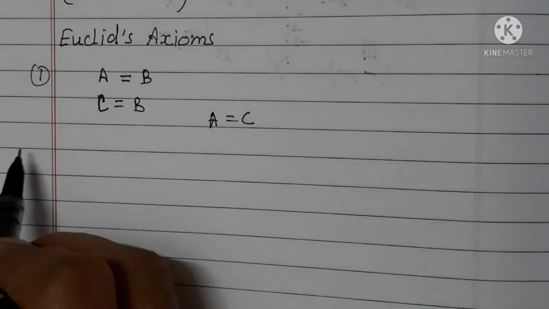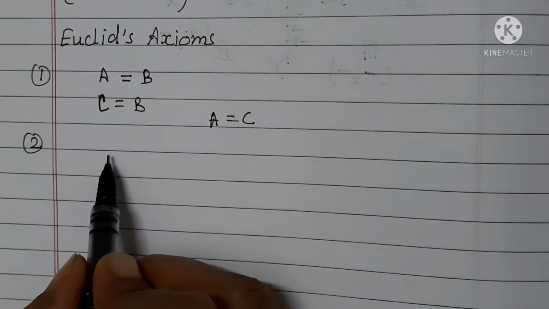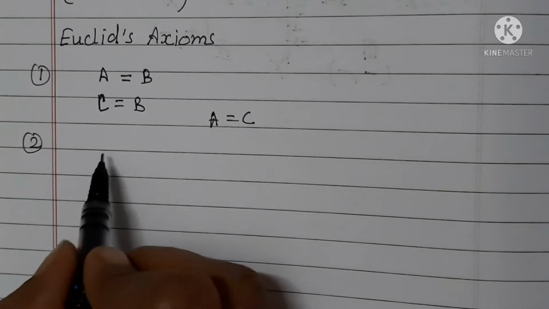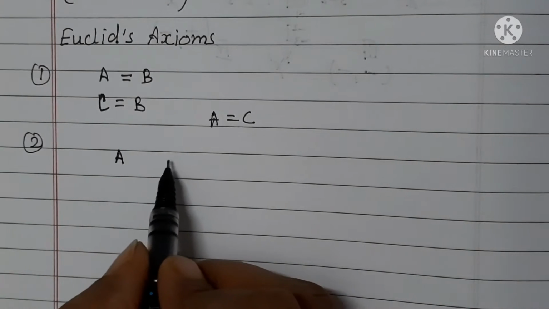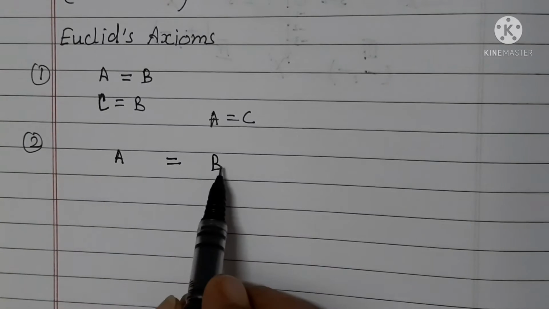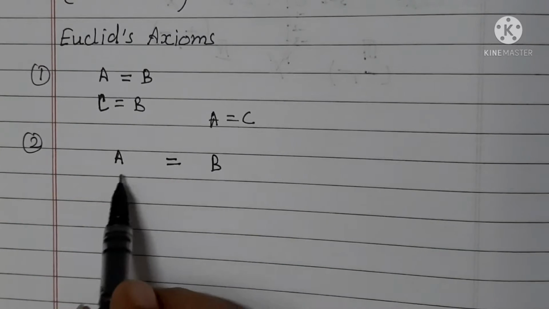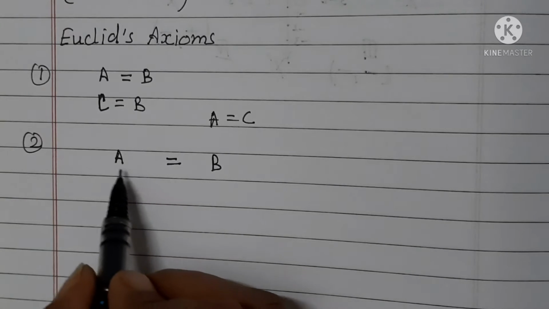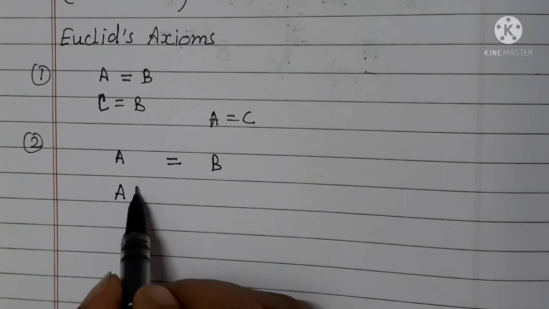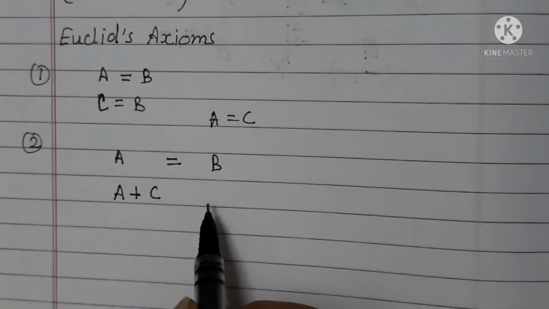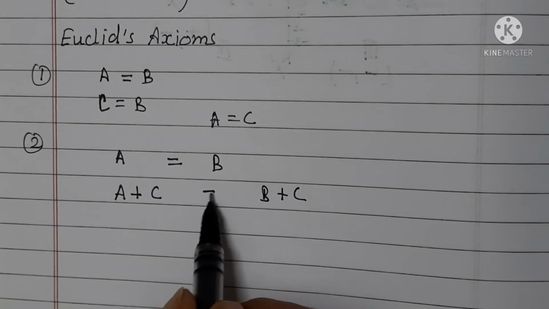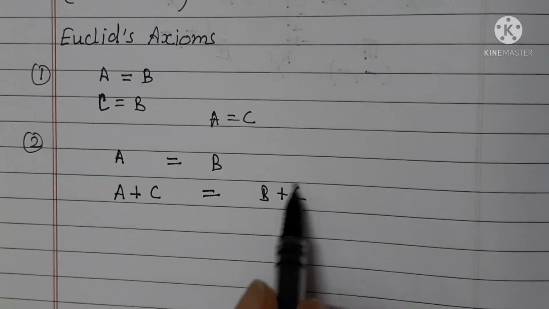Second, if equals are added to equals, the wholes are equal. Suppose A is equal to B. Both are equal, and equals are added to equals: we are adding C, A plus C. Here also B plus C. Both are equal, means the wholes are equal.